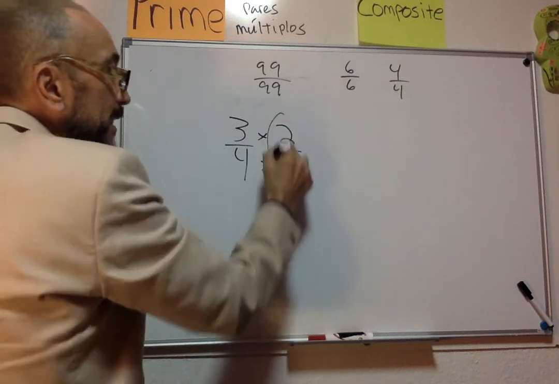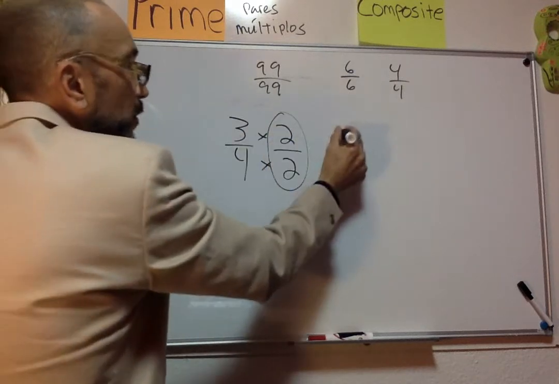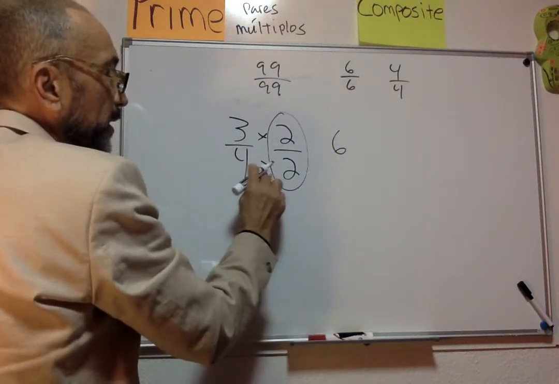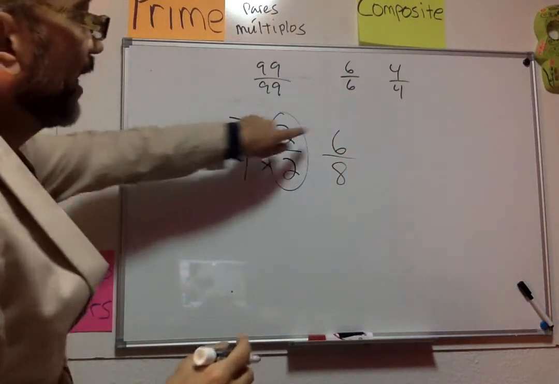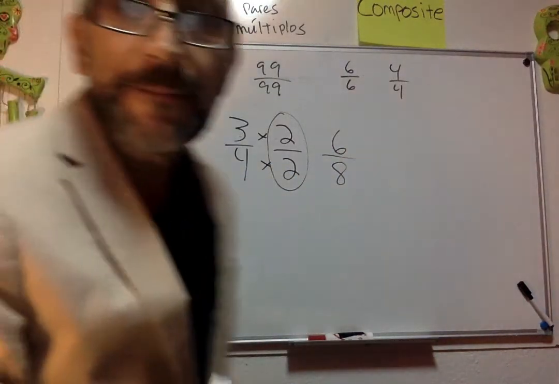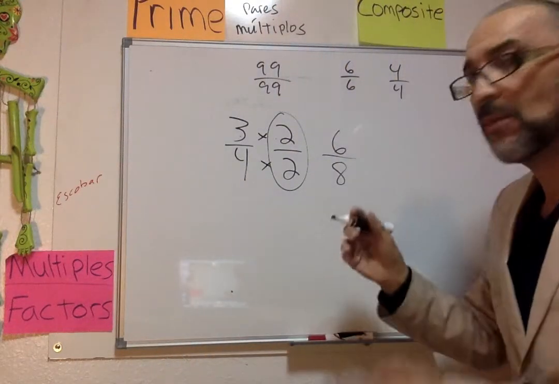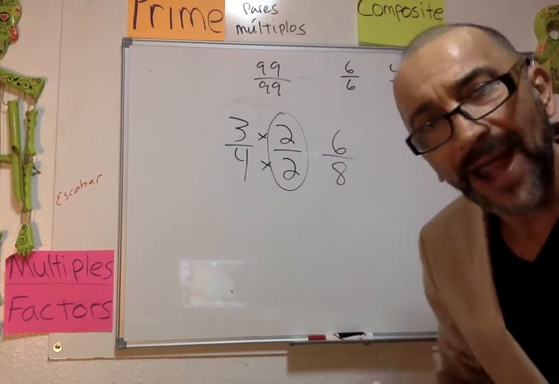Now, this is 1. 3 times 2 is 6. 4 times 2 is 8. Now, 3/4 and 6/8 are the same thing. They're equal. That's why it's called equivalent fractions.